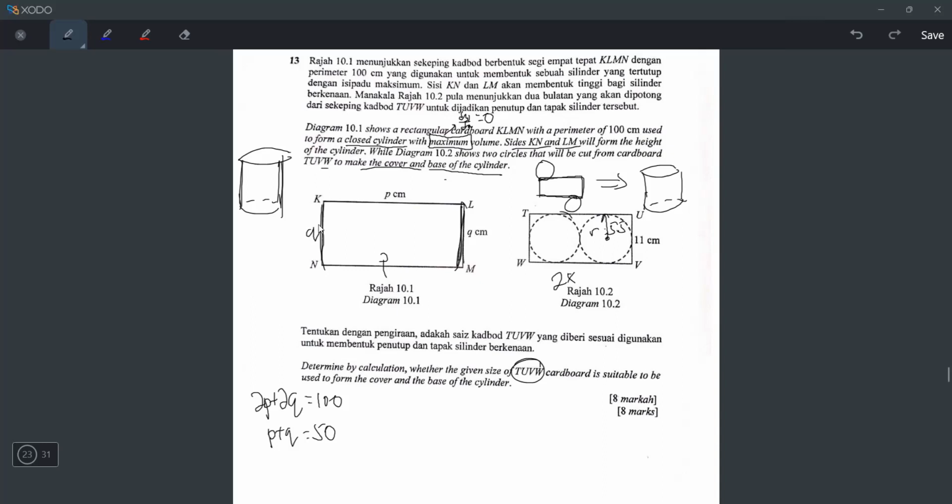the height here is q, right? The height here is q, and this height here is p, right? But I know that when I roll this thing up, the p here should equal the circumference of the circle. It means p should equal 2πr. That's why I find 2πr.